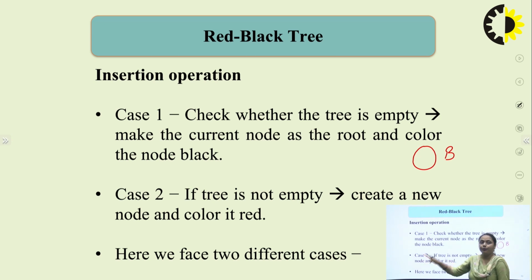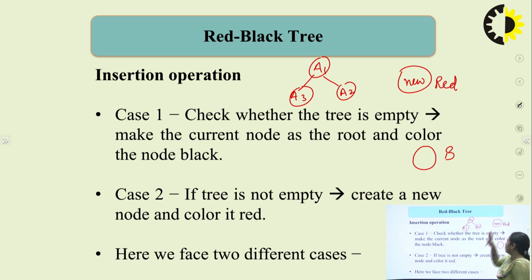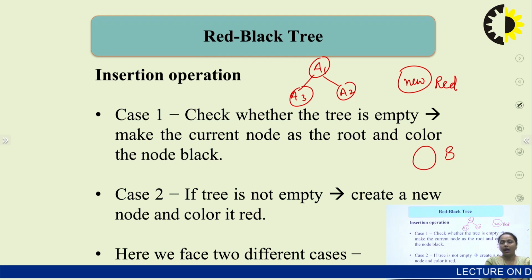But case 2, if the tree is not empty. Suppose a tree exists like this: A1, A2, A3 is the existing tree and I have to insert A4. In that particular case, the new node which I want to insert must be red in color. And this new node will be inserted into this tree as per the BST property. After comparing each and every node, we will follow the BST rule and then add this new node to the tree. After that, we will face two different situations.